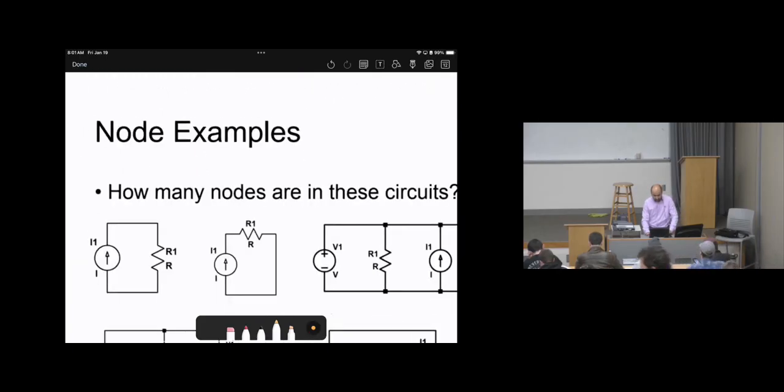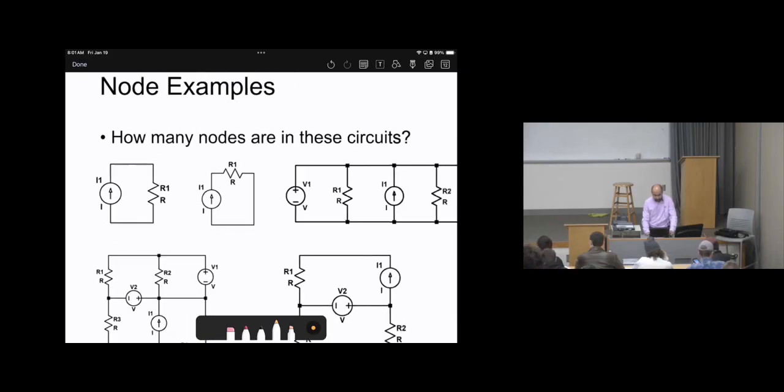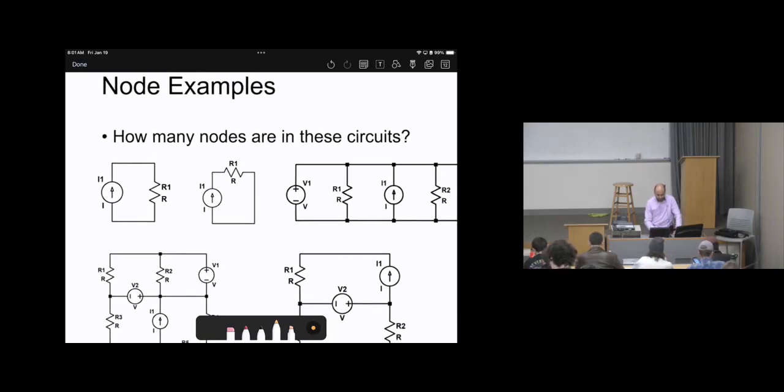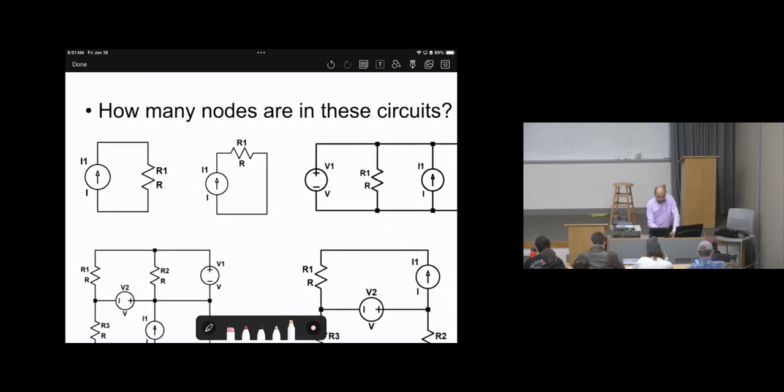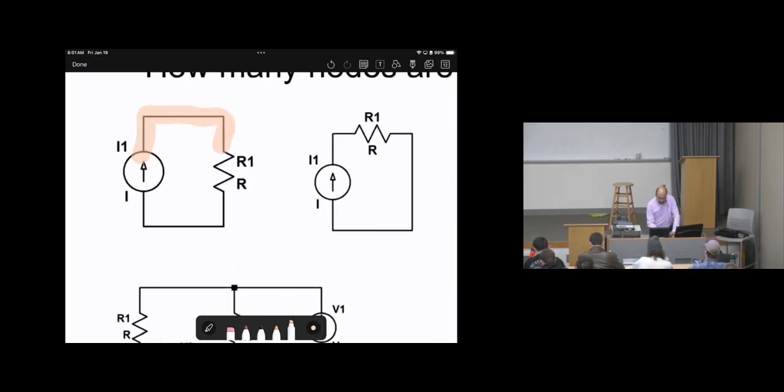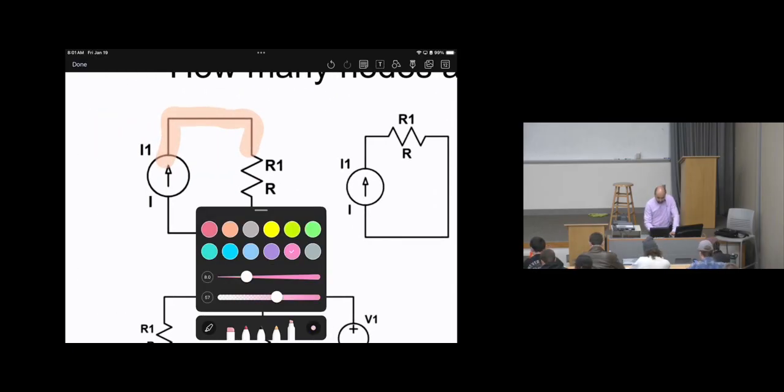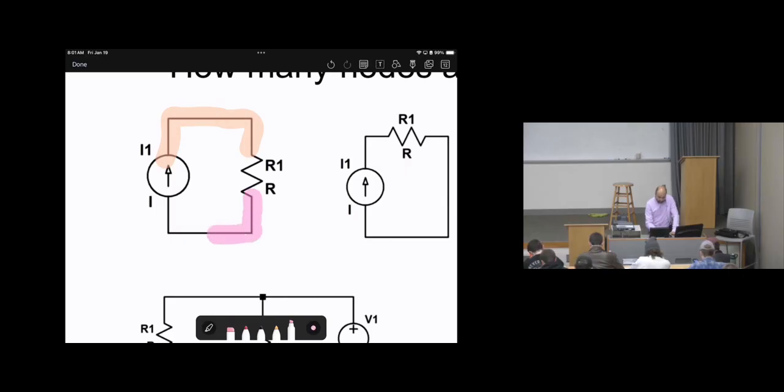Let's have a look here. How many nodes in this circuit, and let's identify them. So let's look at the left-hand side. Here we have a connection between R1 and I1. So this is a node. Let me zoom. Then we have the bottom node. There is the upper and the lower node. So how many nodes do we have now? Two.